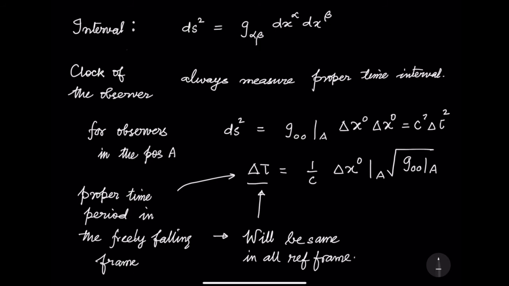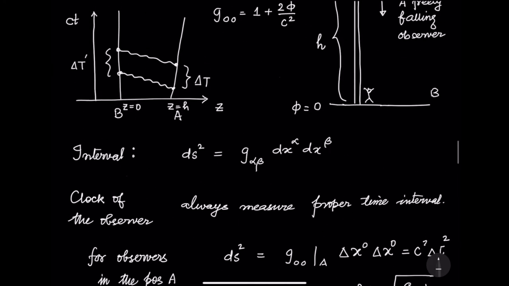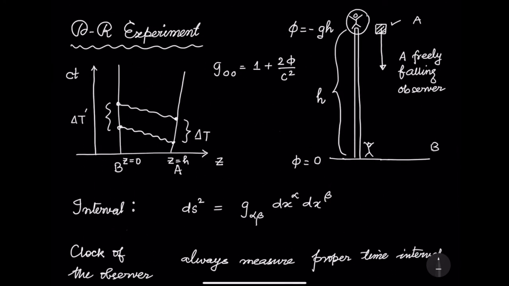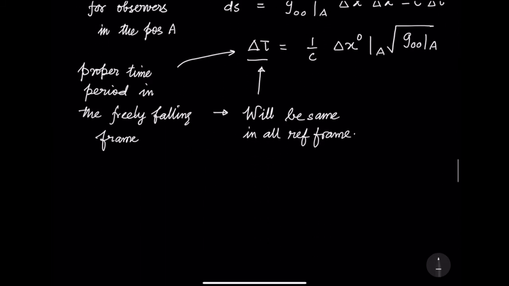Everywhere. So now when I come to the bottom of the tower and this person tries to measure the time interval between the ticks as sent by the person A, when he's near the bottom, what will he measure? They'll measure delta tau as 1 by c delta x0 now at B. These two will be exactly the same, that is what it is claiming.